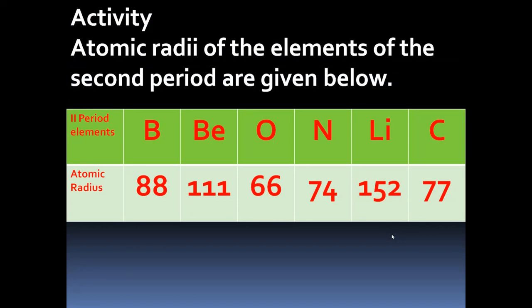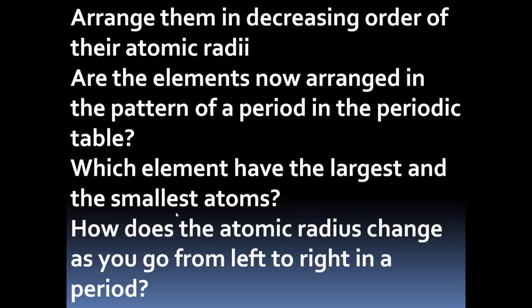Here is a simple activity. Atomic radii of the elements of the second period are given here. Observe, but they are not arranged in order. You need to arrange them. So observe this. Take this table. Write down the element symbols and the atomic radius given here, and try to solve the simple questions.